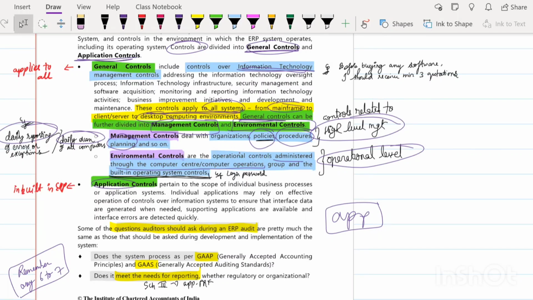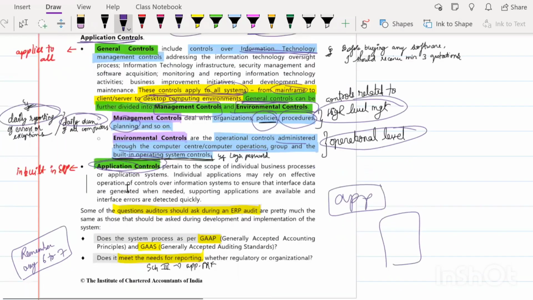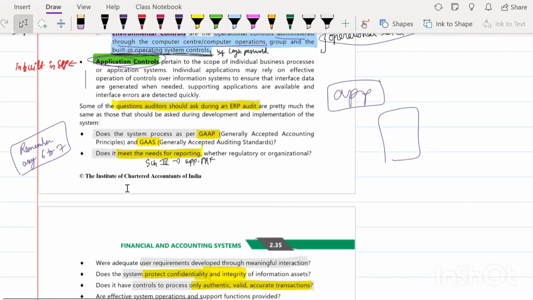Once you enter into your mobile phone, then you will have a few apps, like WhatsApp and Instagram. For that app related specific control that you have is known as your application control. Okay, so now here, since we are specifically talking about ERP, whenever you do an ERP audit, as that is for that application alone, there are certain questions that you have to ask so that you know whether the controls are in place or not.